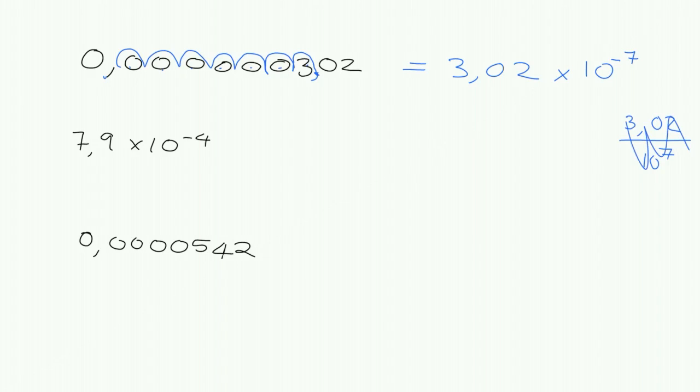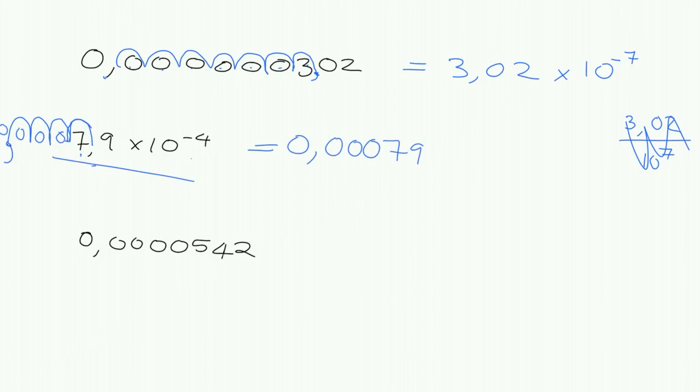So here's a number in perfect scientific notation because you've got 7,9 and it's multiplied by 10 to the negative 4. So what is that number equal to if you want to put it in expanded form? Well, you're going to be dividing by 10 four times. So it's 1, 2, 3, 4, and there the comma will go. So you'll have 0,00079, which is the same as 7,9 times 10 to the minus 4.